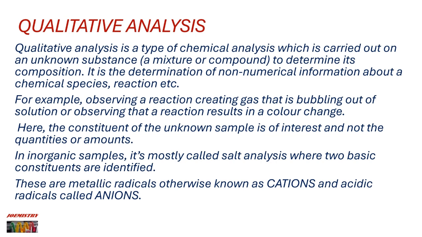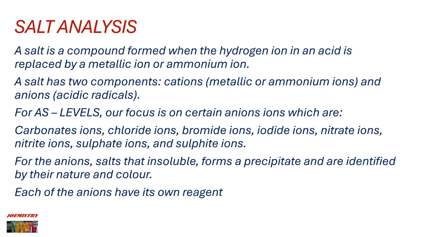In inorganic samples, it's mostly called salt analysis, where two basic constituents are identified. These are metallic radicals, otherwise known as cations, and acidic radicals called anions. Salt analysis. A salt is a compound formed when the hydrogen ion in an acid is replaced by a metallic ion or ammonium ion. A salt has two components: cations, metallic or ammonium ions, and anions, acidic radicals.